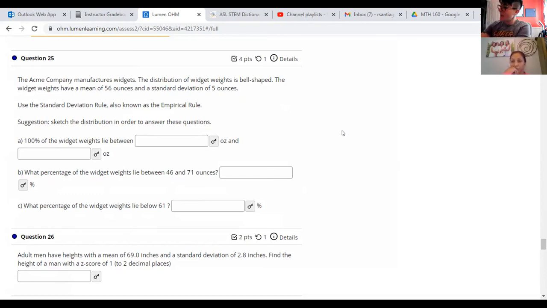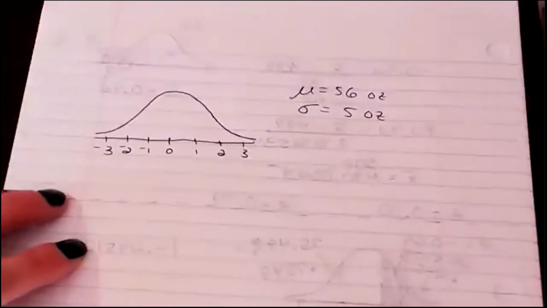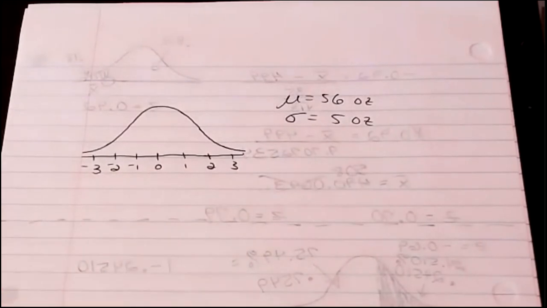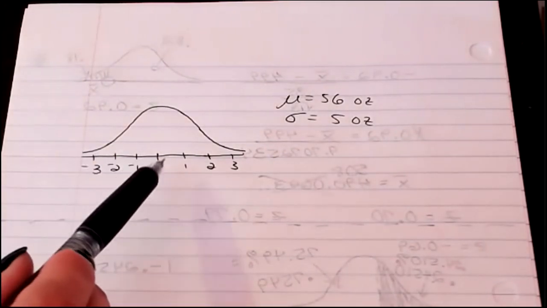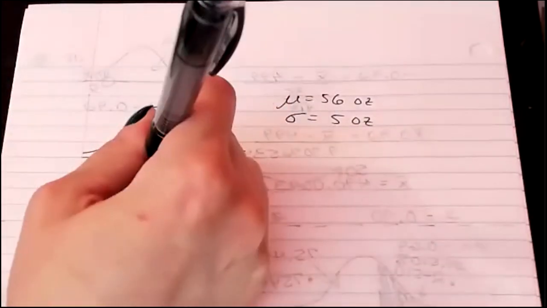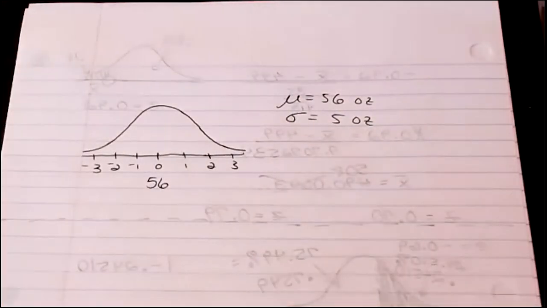You're told that the mean is 56 ounces and the standard deviation is 5 ounces. So I'm just going to stop the screen share for a moment, and I want to share with you my normal distribution. This is what I've drawn so far. The next thing I'm going to do is label each of these positions with its exact value. The mean is 56 ounces.